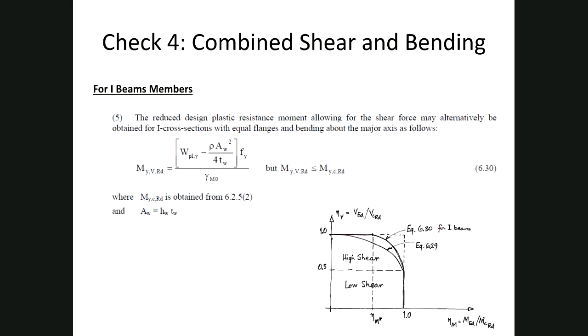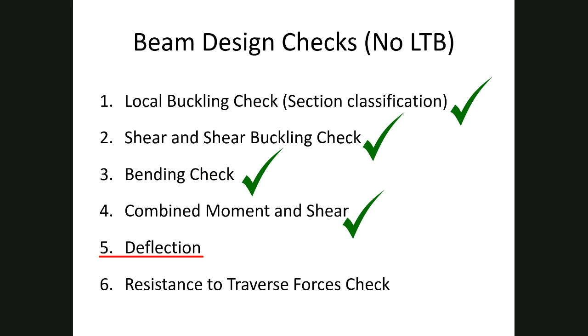Okay, and then we put it into the formula here. The reduced design plastic resistance moment allowing for shear may alternatively be obtained using this. So we either use the previous clause, which I showed you, or we can use this one, where you have the plastic modulus, and then this factor afterwards, where Aw is just the height of the web times the thickness of the web, t is the thickness of the web, and rho is as calculated, which I explained in the previous slide. Okay, so that's combined moment and shear.